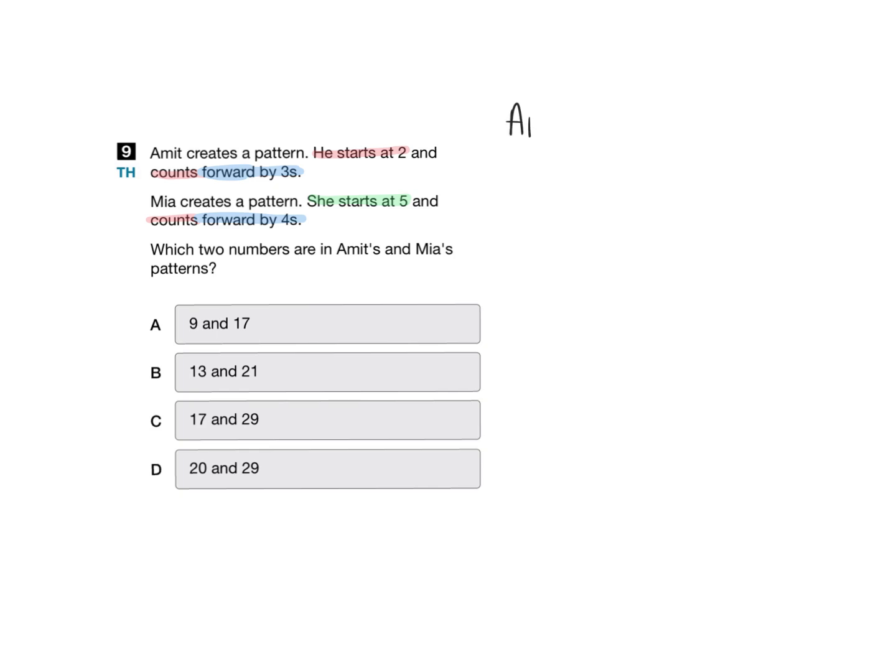So we have Amit. What does he start at? He starts at 2. Okay, so we're going to start with the number 2. Do you want to write it? 2. Okay. And we're going to figure out the next number in his pattern. It says he's counting forward by 3. 2, 3, 4, 5. Good. So the next number is 5. Excellent. What would the next number be? Let's keep going. 8.